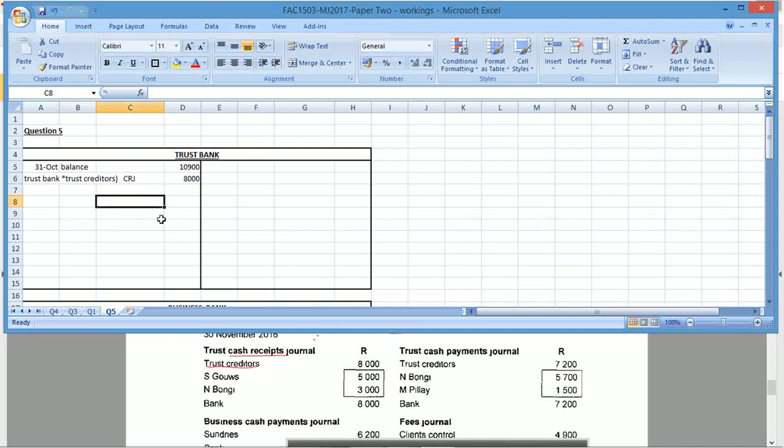This came from where though? Cash receipts journal, that's fine, perfect. Okay, happy with that? Great. Right, now we can look at the CPJ.